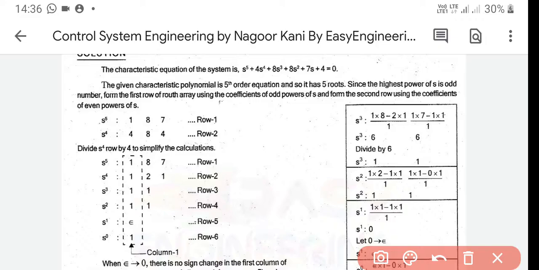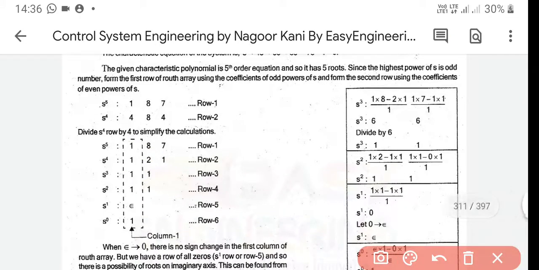Here s power 3 can be determined by considering once again the process of the Routh array, that is 1 into 8 minus 2 into 1 divided by 1. We will get the value as 6. Similarly 1 into 7 minus 1 into 1 divided by 1, we will get the value as 6 here. So the elements of the s power 3 row are 6 and 6. Once again you can divide by 6 and you will get 1 and 1. So now the s power 3 elements are 1 and 1.